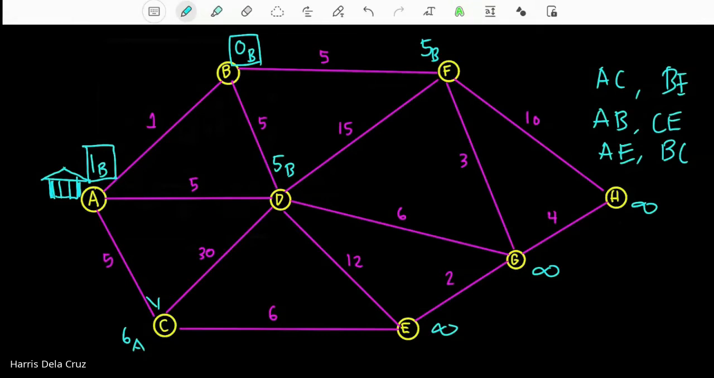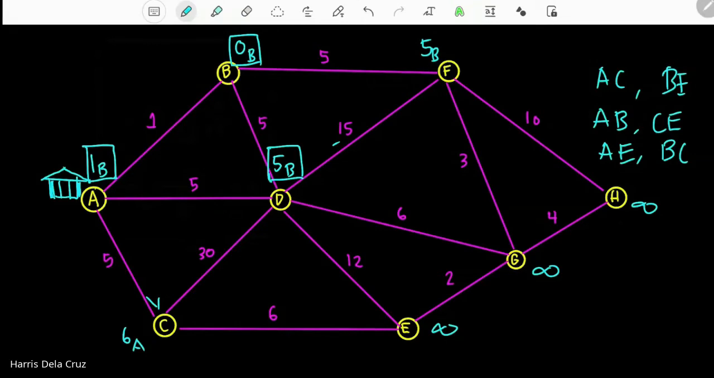Now currently, the next smaller label is the label of D, which is 5, or the label of F, which is also 5. At this point, we can either choose D or F. It doesn't really matter. So I'm going to choose D and permanently label it as 5B. From D, I can go to F. So that's 5 plus 15, 20. But that's bigger than 5. So I'm going to keep 5 and disregard 20.